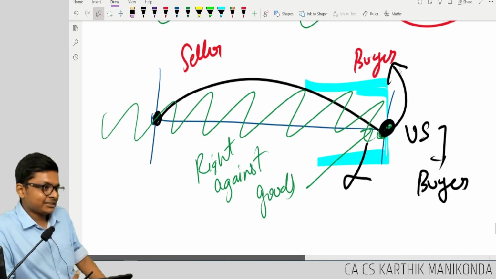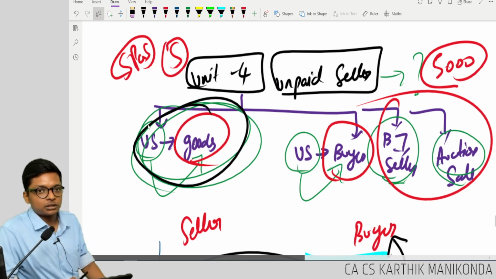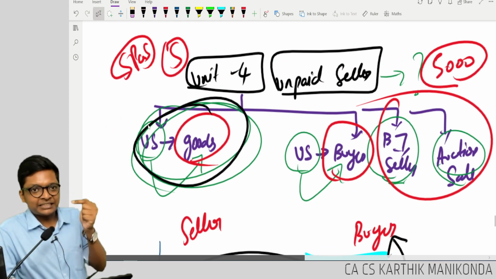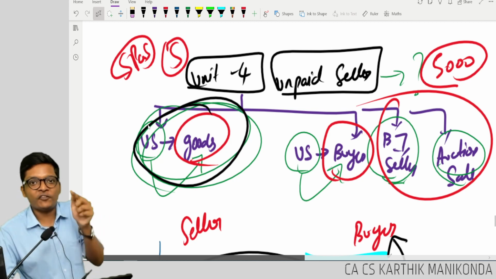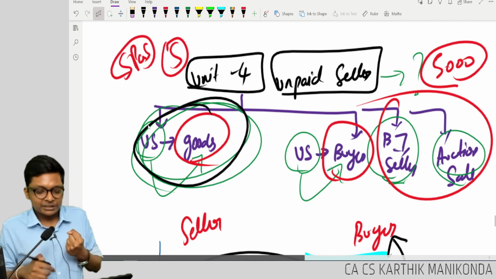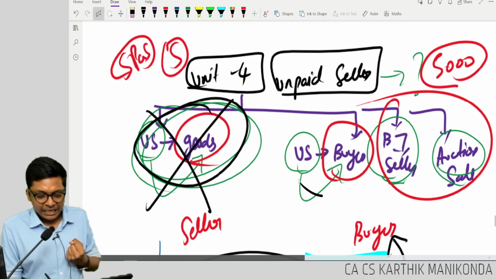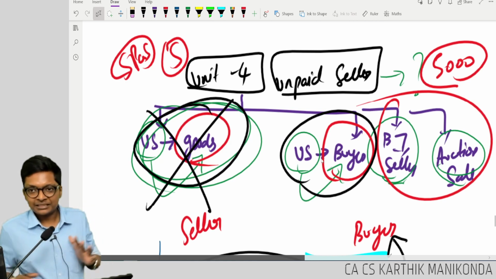Are you following, guys? Let me repeat again. When will the unpaid seller have right against goods? Until the goods reach the buyer. The minute the buyer, or somebody on behalf of the buyer, such as the buyer's agent or carrier, gets possession of the goods, this right ends and the unpaid seller's right against buyer starts. Clear?